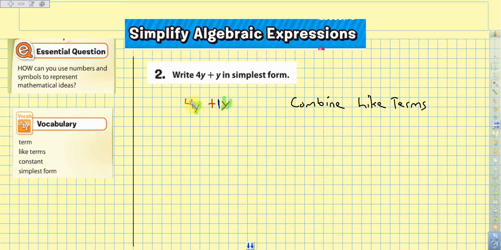Another way to look at it is we have y, y, y, and y. And then over here we only had 1y, and we add them all up, and we have a total of 5 y's. 4 plus 1 is 5. That becomes our simplified expression. And remember, it's in simplest form when we have no more like terms and we have no parentheses. Let's look at another one.